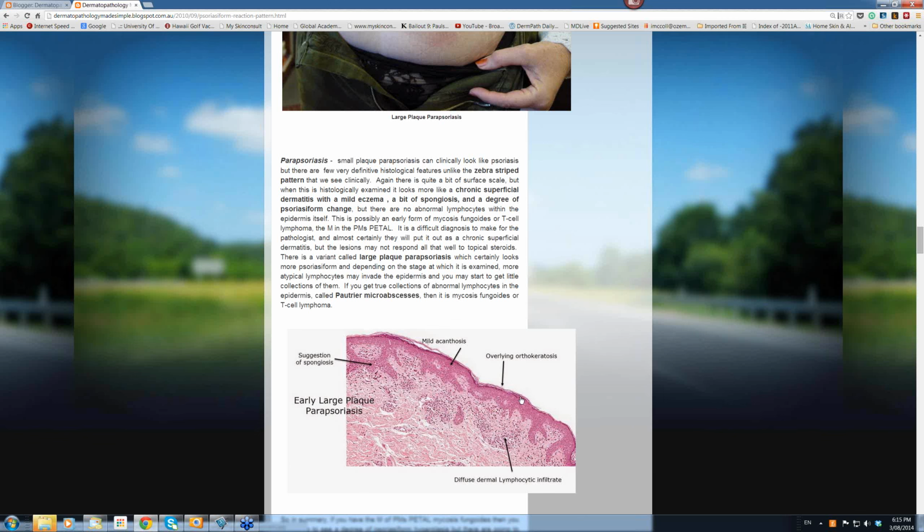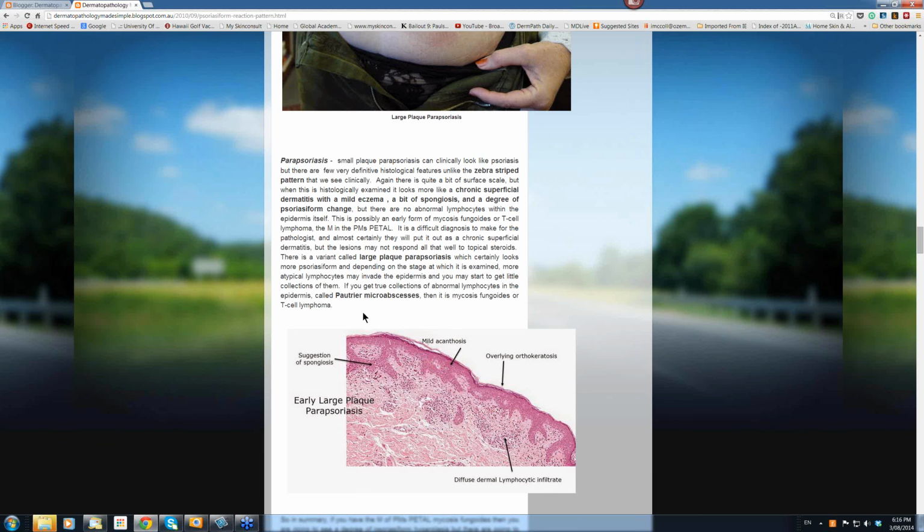Overlying this is orthokeratosis. There's no parakeratosis in this. Occasionally, you may even get just a little bit of spongiosis, just a little bit of fluid in between the cells here. And that's all that you're going to see in large plaque parapsoriasis. The lymphocytes may look a little bit bigger, but they're not all that atypical. And there's no great invasion of them into the overlying epidermis. There may be a few in there, but you're not going to actually see little abscesses of them, little Pautrier microabscesses. That's what you get in the next stage.